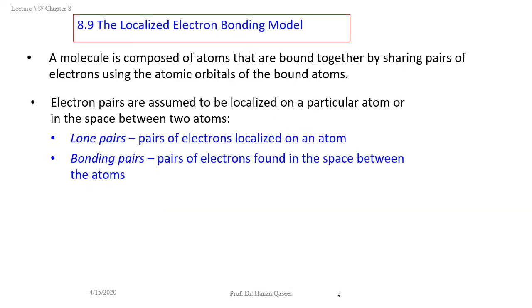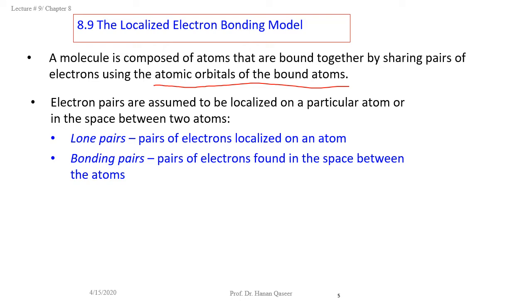Here in this slide we have the localized electron bonding model. A molecule is composed of atoms that are bound together by sharing pairs of electrons using the atomic orbitals of the bound atoms.